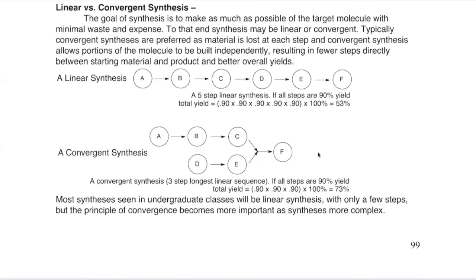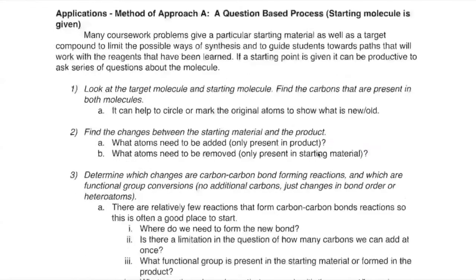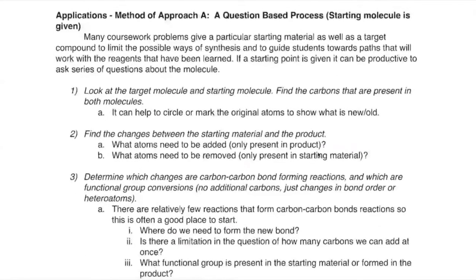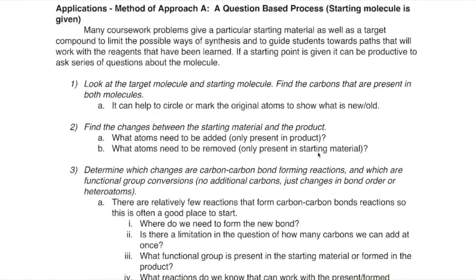On the discussion menu, there are some fundamental parts, which is what is organic synthesis and what is the typical step to do organic synthesis. So applications, method. Look at the target molecule and find the carbons that are present in both molecules. This step is a useful one. Usually we're going to number the carbons. You haven't learned any carbon-carbon bond breakage in 118A. So you are only going to learn the reactions that add a carbon on. So that's good news.